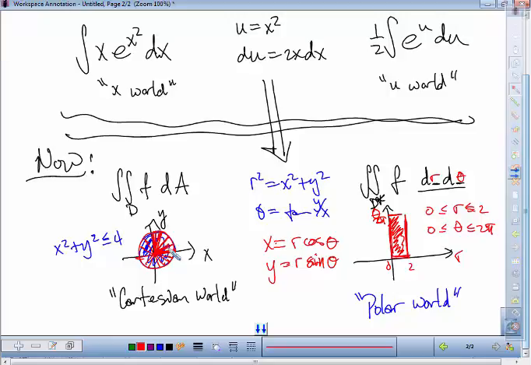Say that again? The rectangle just gives me a set of limits in my polar world. And what we're trying to do is relate that to what's happening here.